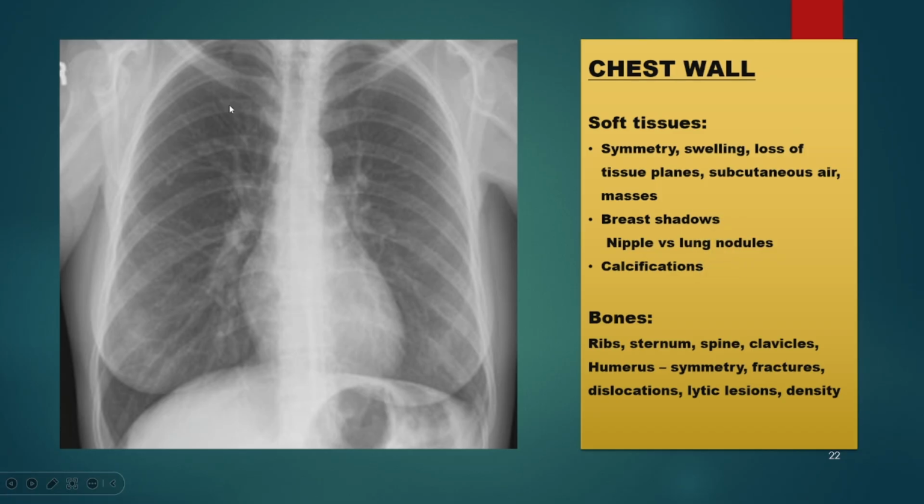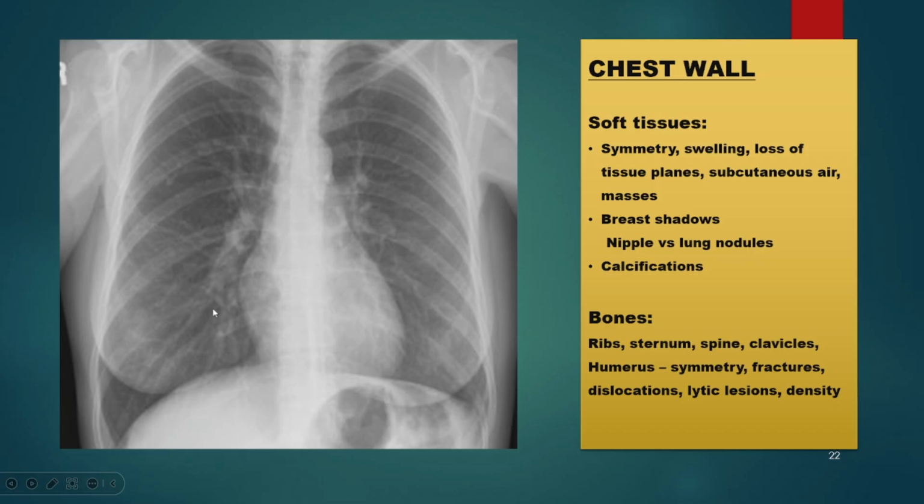Then the rest of the things, the chest wall, soft tissues, and the bones. In the soft tissues, it is important to assess the symmetry, whether there is any swelling, any gas, and masses. In a trauma patient, there can be subcutaneous emphysema. There can be calcification due to various reasons, and we should assess the breast shadows. Sometimes one breast shadow can be absent in previous mastectomy, and the nipple shadows can be confused with lung pathologies, lung nodules.